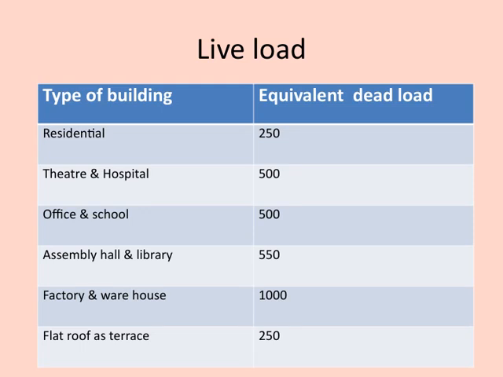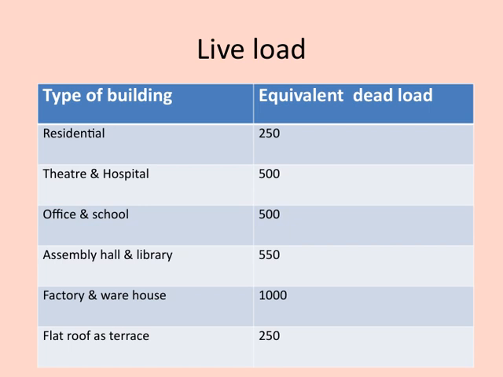Now, let's talk about live loads, which are the loads that structures need to support during their use. Here, we see a table that outlines different types of buildings along with their equivalent dead loads. The dead load, as you know, is the permanent weight of the structure itself, but the live load varies depending on how the space is used. For residential buildings, the typical live load is around 250 kilograms per square meter. This reflects the weight of furniture, occupants, and other movable objects.